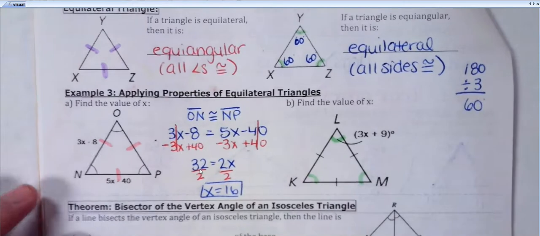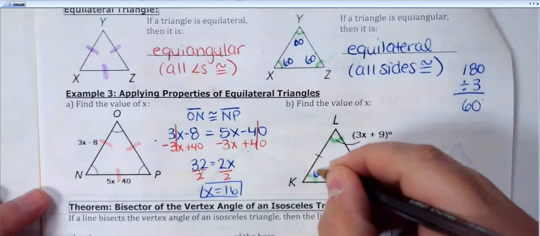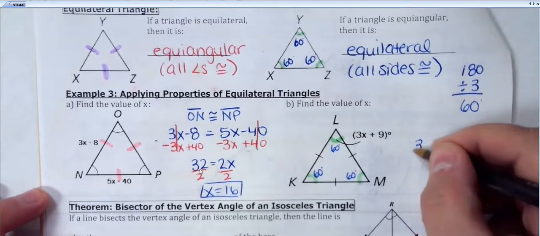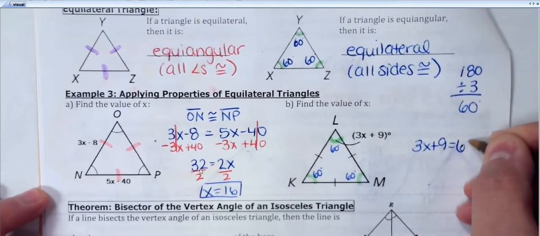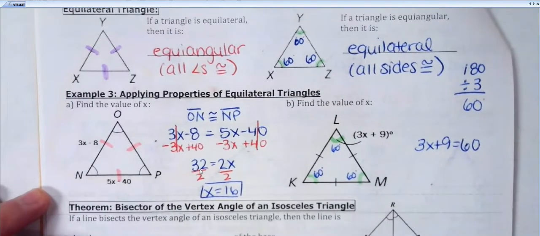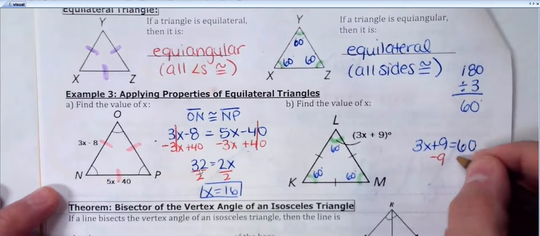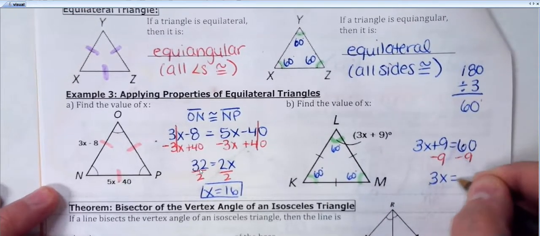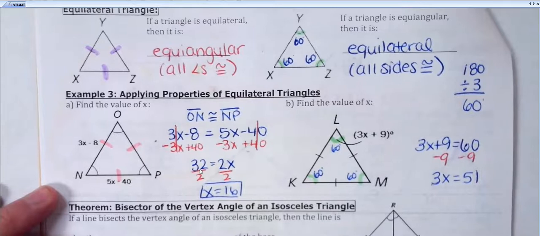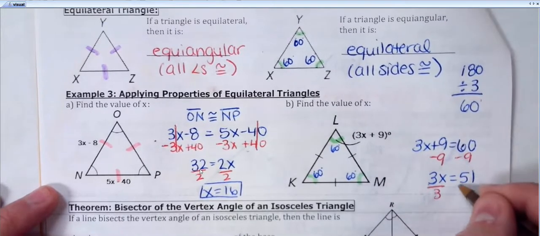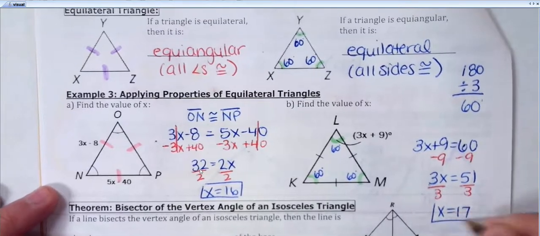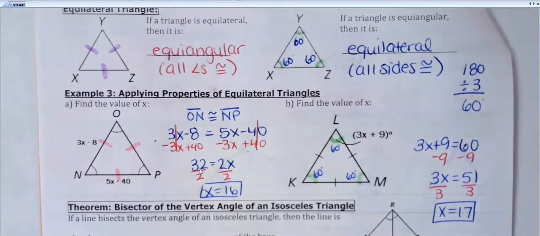Exactly. All right, if this is equilateral, it's equiangular. These guys are all 60, so we're just going to take 3x plus 9. That has to be a 60-degree angle. So we're just going to set that expression there. So I would just subtract 9 real quick. That'll give me 3x is equal to 51. And then I'm just going to divide by 3. And x should be 17 then. Is anybody having a question about the equilateral triangles?